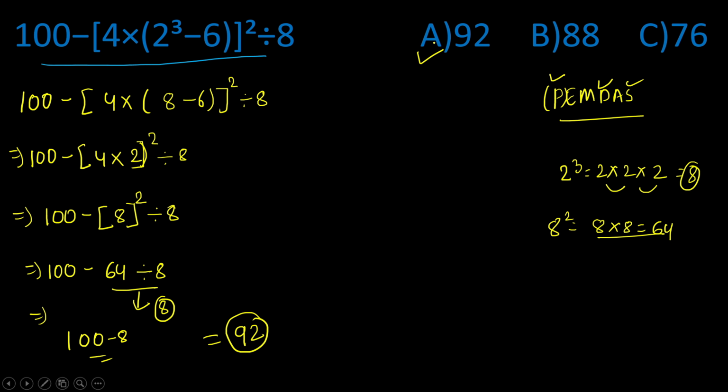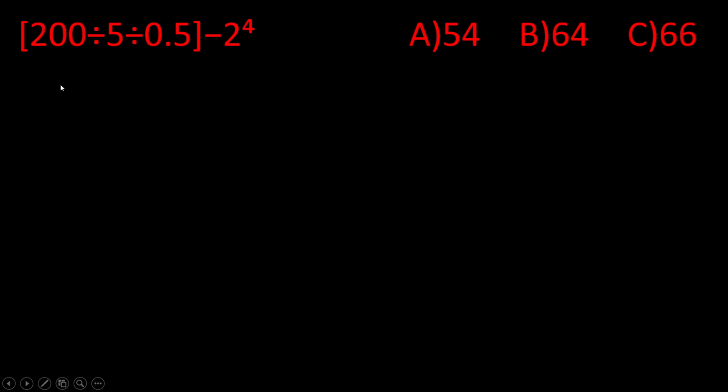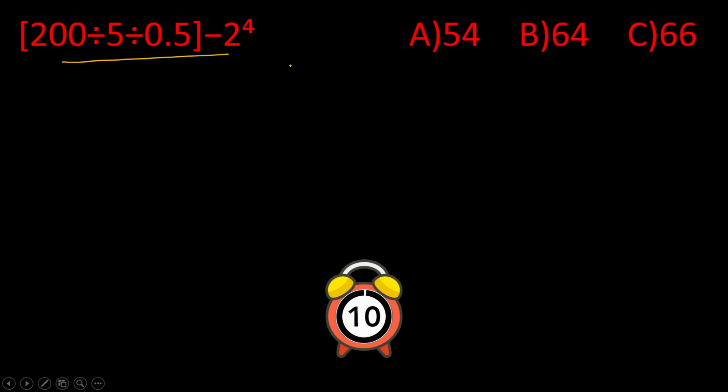And coming to the next question, the last question we have. Bracket 200 divided by 5 divided by 0.5 bracket, minus 2 to the power 4. Okay, now you have 10 seconds to solve this. Your time starts now.